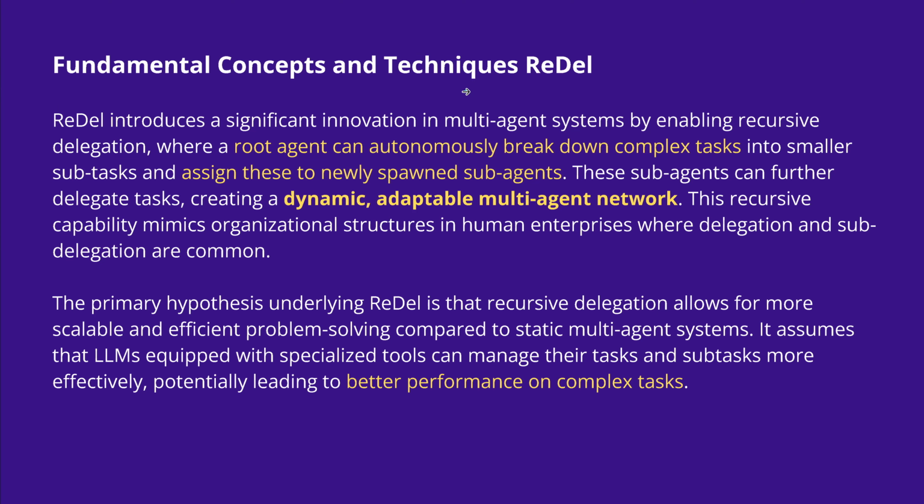Fundamental techniques used here: we have a root agent that can autonomously break down a complex task into smaller subtasks and assign these new subtasks to newly spawned sub-agents. The sub-agents can further delegate, creating a dynamic, adaptable multi-agent network. Beautiful. This mimics, of course, organizational structure in human enterprises, but we just want to look at the code. The primary hypothesis underlying this new toolkit is that recursive delegation allows for a more scalable and more efficient problem-solving methodology. This means this methodology should perform better on complex tasks.